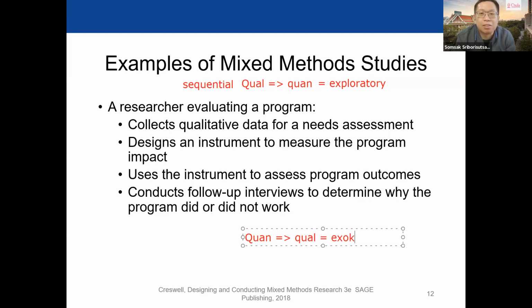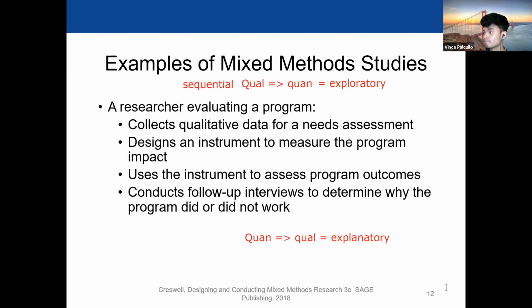Whatever you start with, qual or quant, and then in the next phase you use another method, right? And you say this is sequential. Why is it sequential? Because you have to finish qualitative first and then quantitative, or you can finish quantitative first and then do qualitative later, right? Whatever you start with, qual or quan, you can say this is sequential.